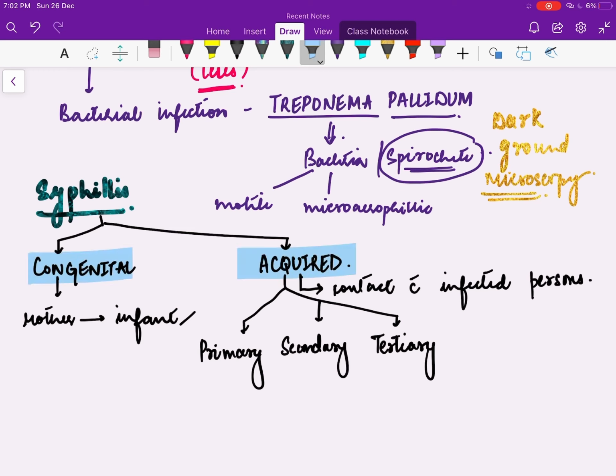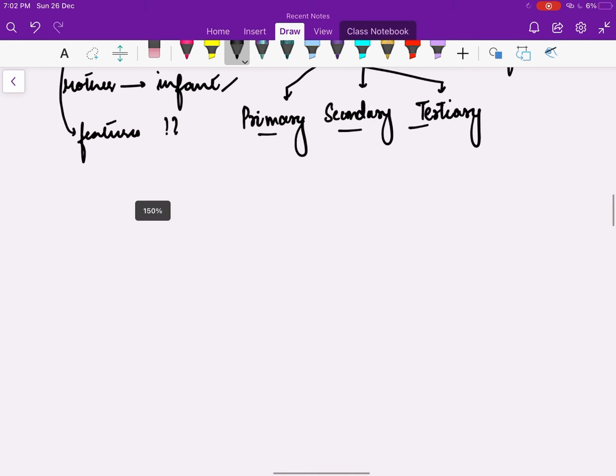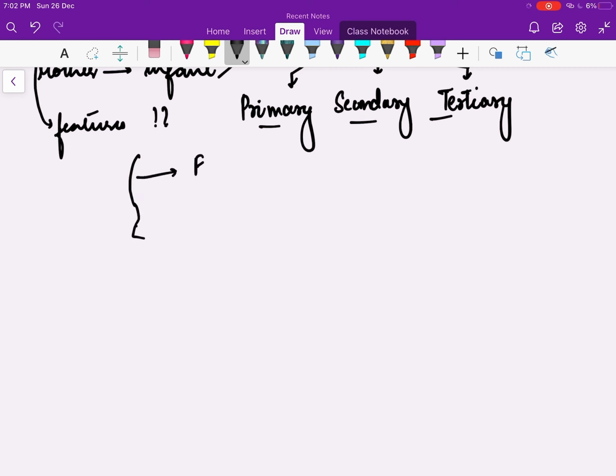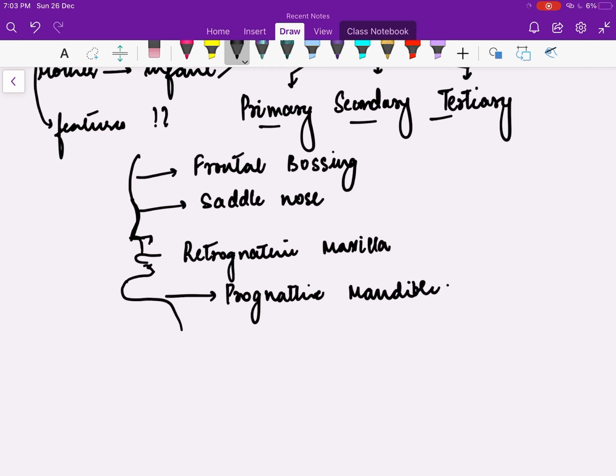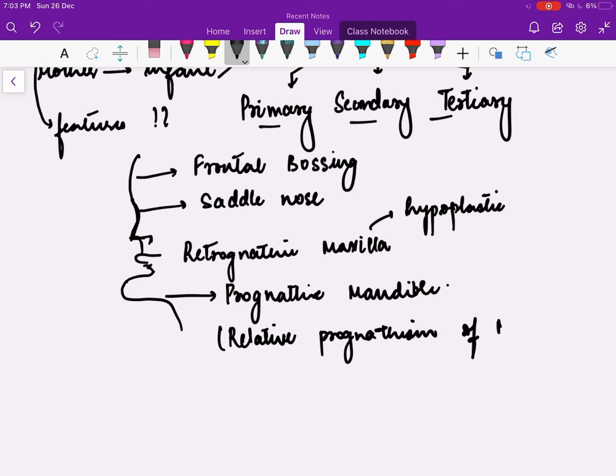Firstly, we will discuss the congenital syphilis and some of its characteristic features. Firstly there is frontal bossing, saddle nose, and a retrognathic maxilla and prognathic mandible. Basically, there is a hypoplasia of the maxilla, so that's why the mandible appears prognathic. So there is a relative prognathism of the mandible.